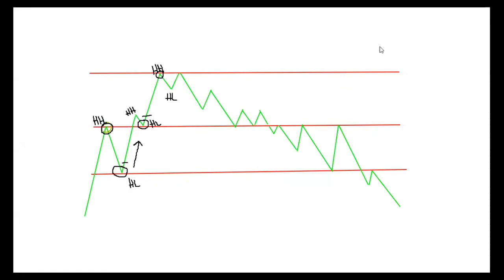Support was found right here. At this point where the market stopped at, support was found. And it wasn't a major level of support simply because my major level of support is down here where my first higher low was formed at. But this is structure. We're in structure right now.